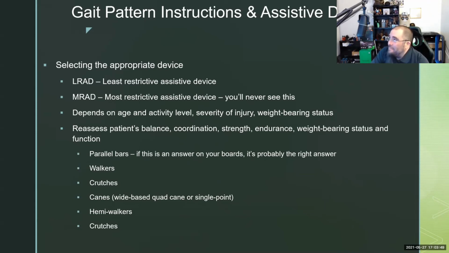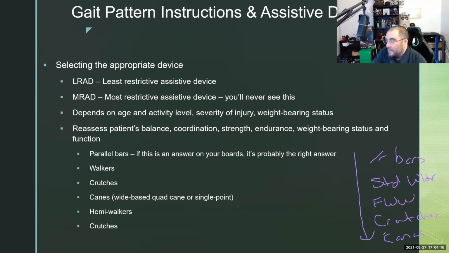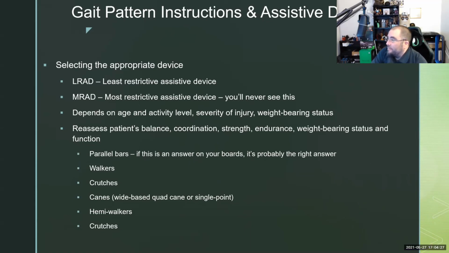Mainly my progression usually goes, when I'm working, this will be kind of the last thing we cover: parallel bars, standard walker, which is the 4-point walker, front-wheeled walker, crutches, and then canes. That's usually my progression with my patients. And I almost never get down to canes because they're usually not safe enough. And by the time I get to canes, I can usually just get rid of the assistive device because they can walk without it.